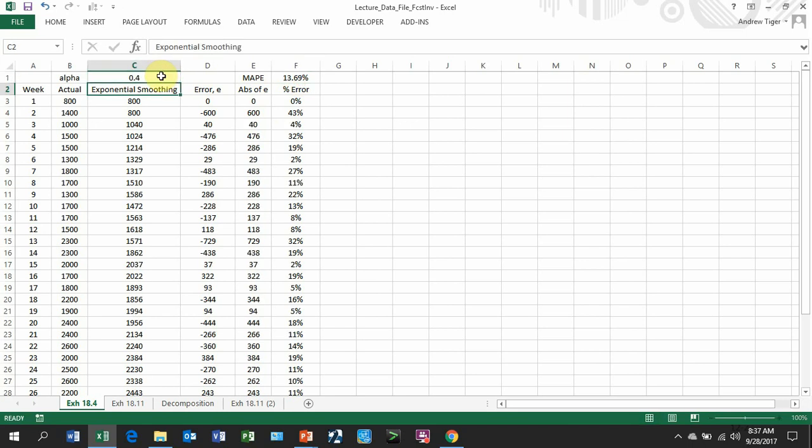So let's look at 0.4 again. Maybe 0.35. It's getting better. 0.34, worse. 0.36, better. 0.37, worse. So it looks like 0.36 is the best alpha. If I set my alpha equal to 0.36, my MAPE is this. So going forward, if I want to use exponential smoothing, this is probably the alpha that I should use.